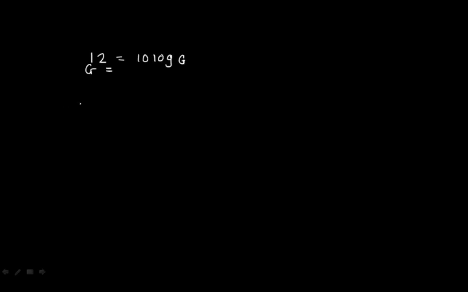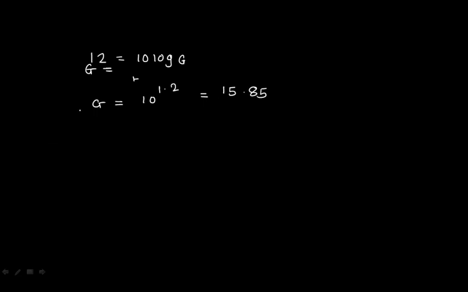So I can say G is nothing but 10 raised to 1.2, which gives me 15.85. So I have converted whatever gain was given in dB into the normal value. So I can write here again.